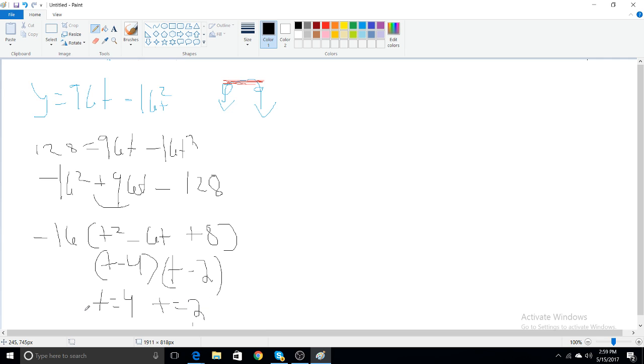Now off of this, we see that when it first goes above 128 feet, it's at 2 seconds, and when it comes back down, it's 4 seconds. Like I said, it asks what is the period of time it is above 128 feet. So it's simply 2 seconds. 2 seconds is our answer.